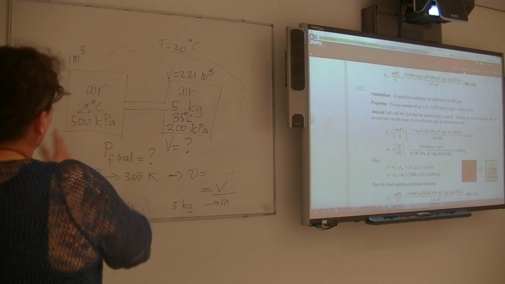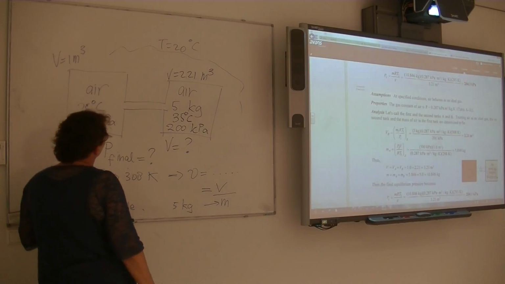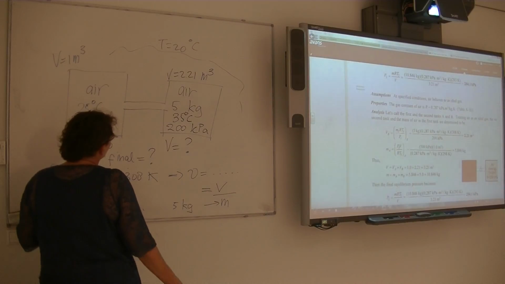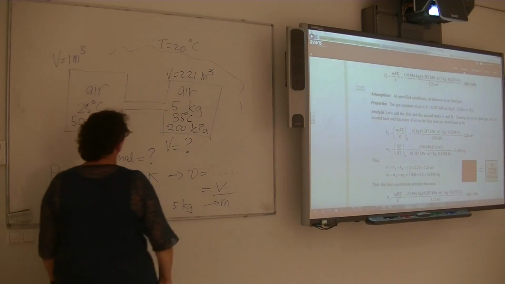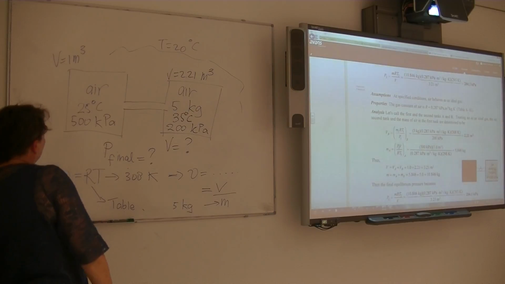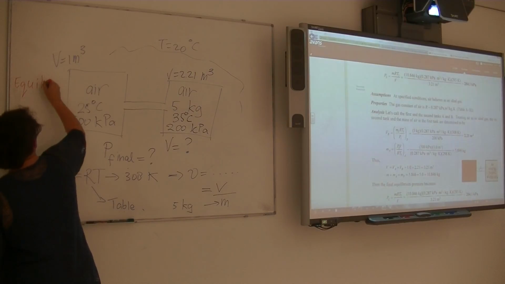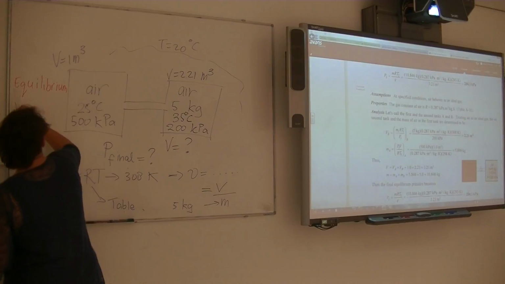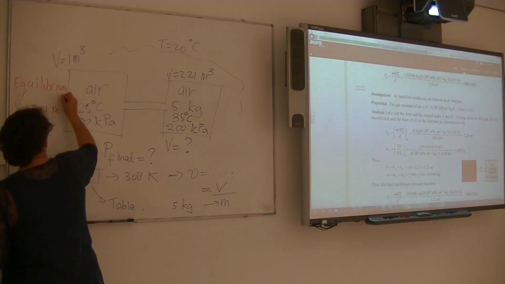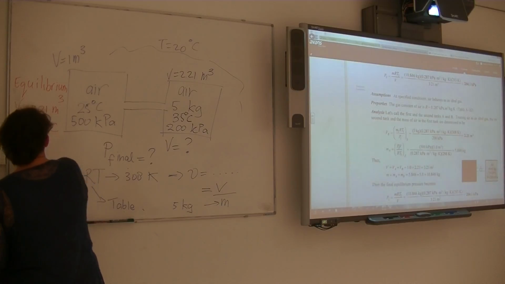Okay, now we have determined this. Now these two start to mix, and we end up with a mixture at a temperature of 20 degrees Celsius. We know the total volume at equilibrium: 1 plus 2.21, that's 3.21 cubic meters. The temperature is 20 degrees Celsius, and I need to know what the pressure is at equilibrium.